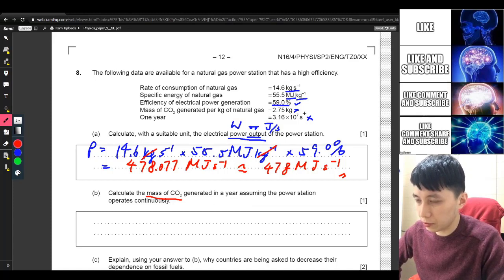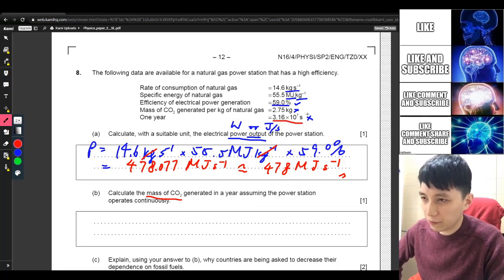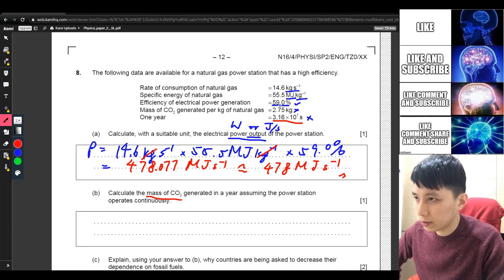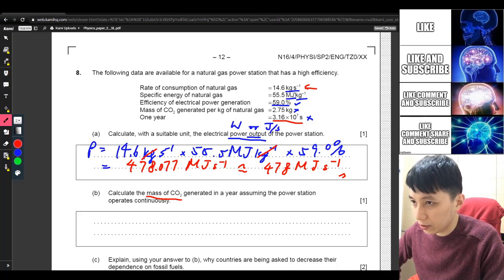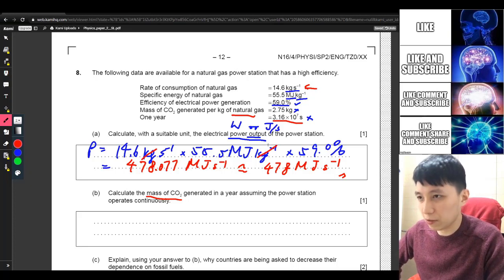Alright, next it asks you how much CO2 in kg is generated in a year, assuming they run continuously. So the last data gives you the seconds in 1 year, and here I think you can get how much energy it produces. Wait, no, how much is consumed per second. So yeah, each of these natural gas, you have to multiply them obviously.